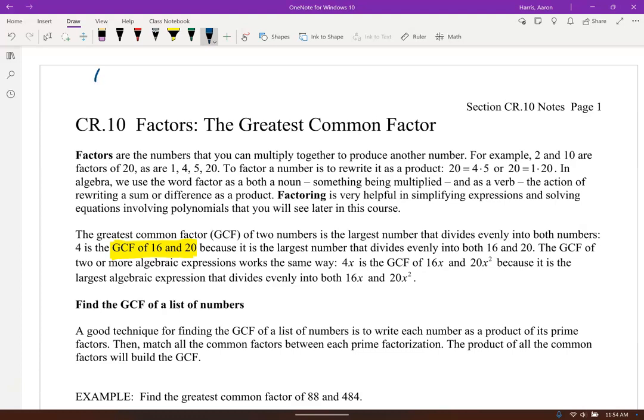So if you think about it, here are the factors of 16. 1 times 16 is 16, 2 and 8, 4 and 4. Those are all the factors of 16. Factors of 20: 1 times 20 is 20, 2 times 10 is 20, 4 times 5 is 20. There are all the factors of 20. The biggest common factor of those two is 4, right? That's the biggest number that is a common factor of both of those.